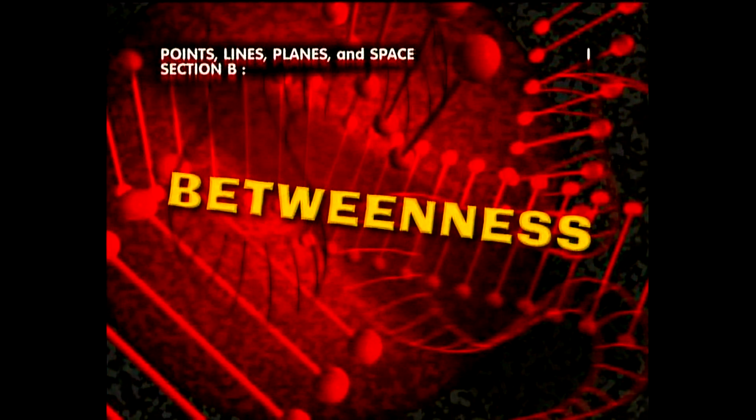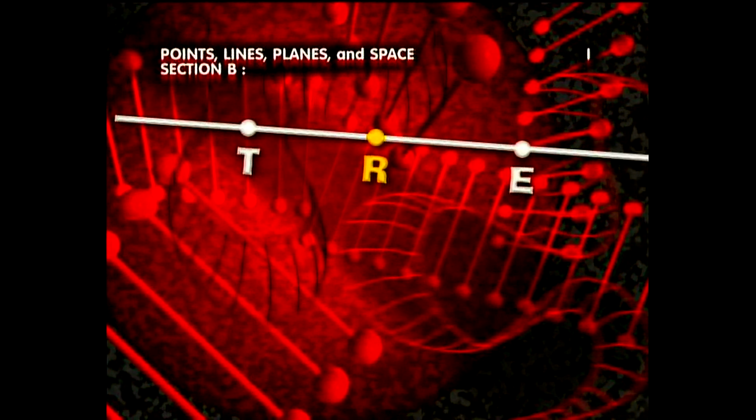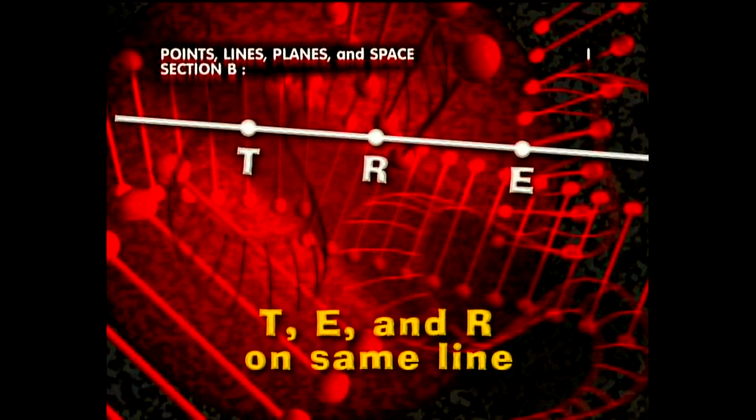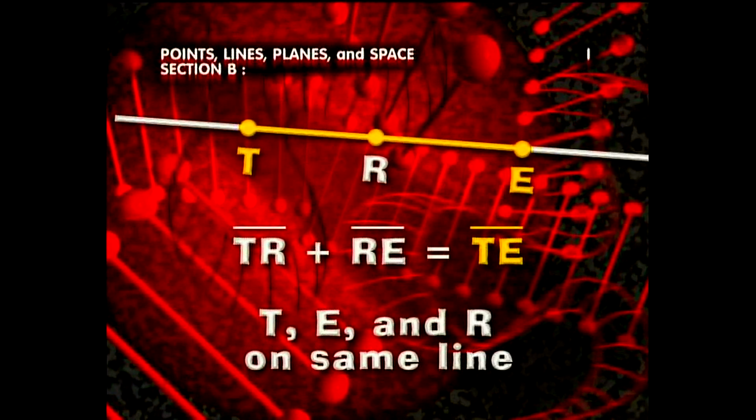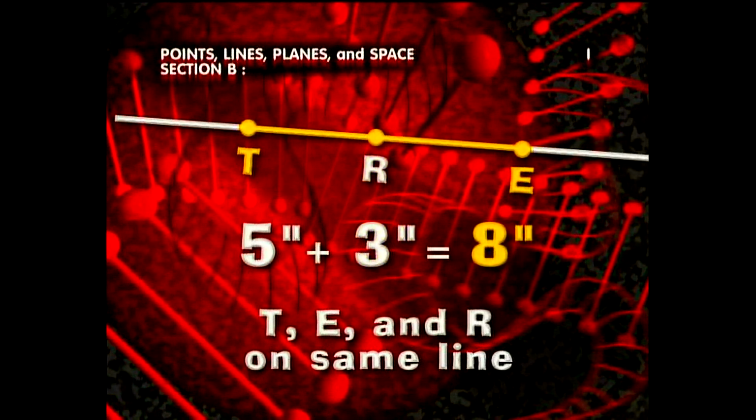Okay, that's a lot of different ways to talk about lines and stuff. Now that we know all that, let's talk about ways to split them up. First, there's betweenness. We say that point R is between points T and E only if T, E, and R all lie on the same line, and together TR and RE equal TE. So let's say that the measure of segment TR equals 5 inches, and the measure of segment RE equals 3 inches. Then TE equals 8 inches.